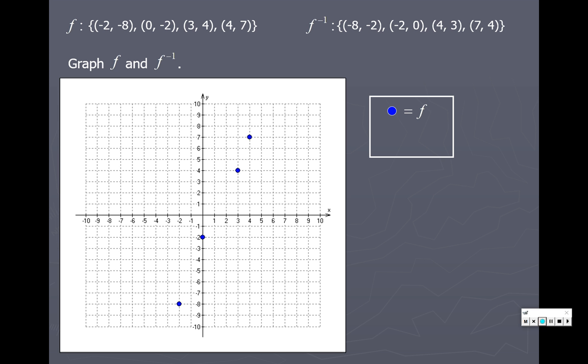Then I'm going to graph all the inverse points. I'm going to graph those ones in red. If you don't have a colored pencil to do these, do the f's with dots and do the f inverses with little x's so you can see the difference between f and f inverse. If you've got another color, that works good too. So those points are (-8, -2), (-2, 0), (4, 3), (7, 4).